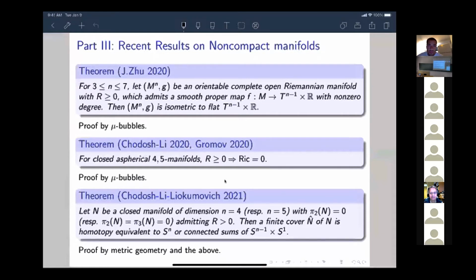And then of course in a wonderful contribution, Chodosh-Li and Gromov independently showed that you have this rigidity, right? So for closed aspherical manifolds, four or five manifolds, you can't have PSC, and if you have non-negative, you have Ricci flat, and you can actually prove more things. But anyway, they show that these kinds of spaces don't have PSC metrics. And then more recently, they even have this more recent statement, which, I haven't studied the proof in a lot of detail yet, but it seems that it combines some previous ideas and some other ideas in metric geometry. And anyway, that's the even more complete picture of what happens in those dimensions under these kinds of assumptions.